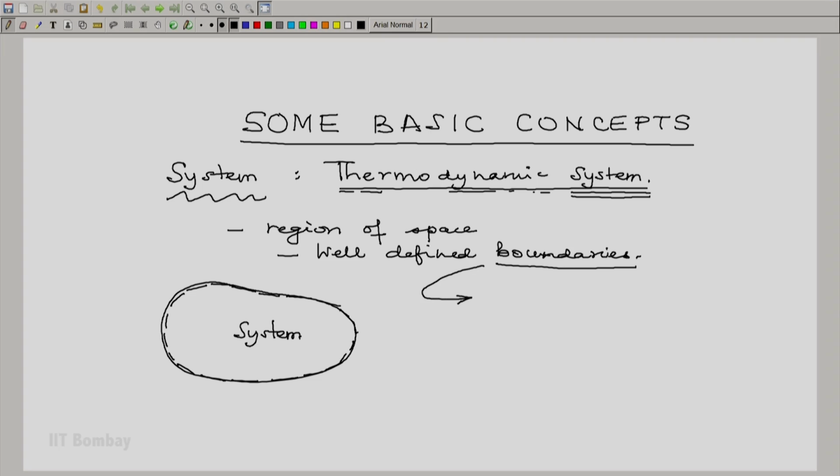Now when we say well defined boundaries, remember that these boundaries may be real, as in the case of a surface, or they could be defined geometrically. They could be rigid, they could be flexible.